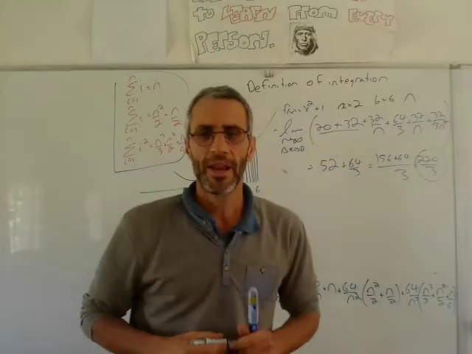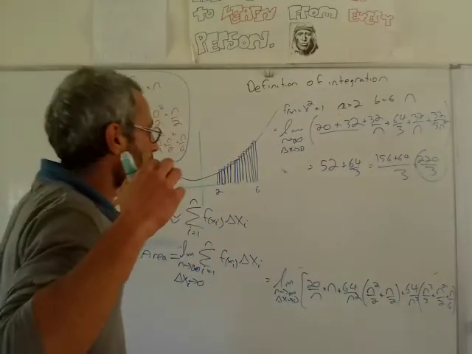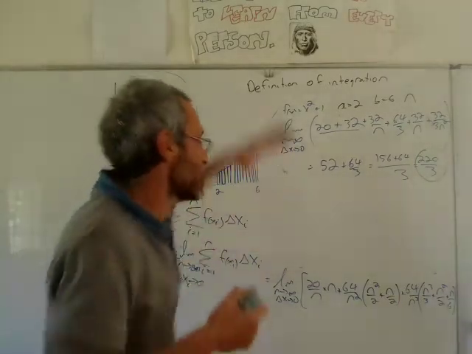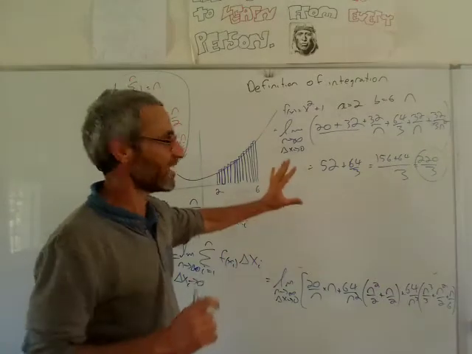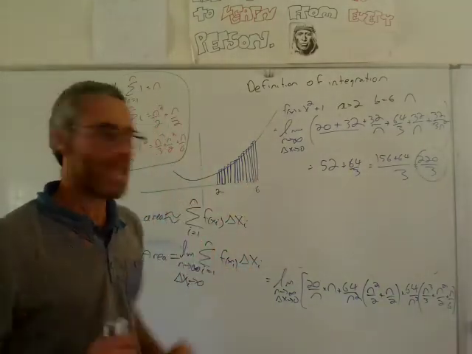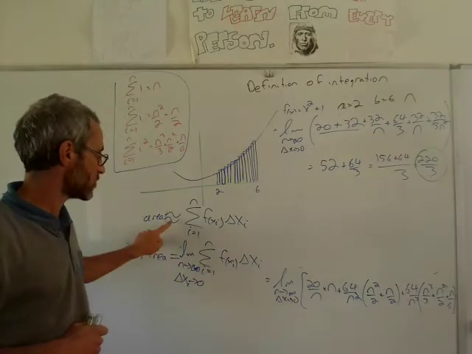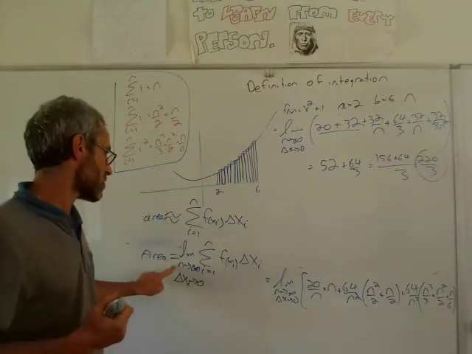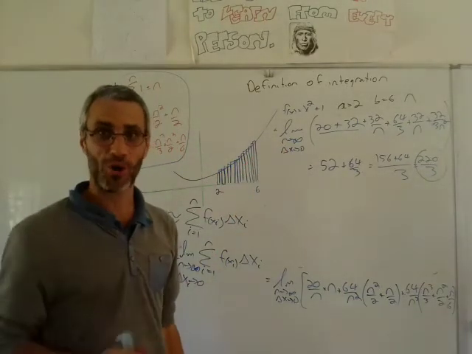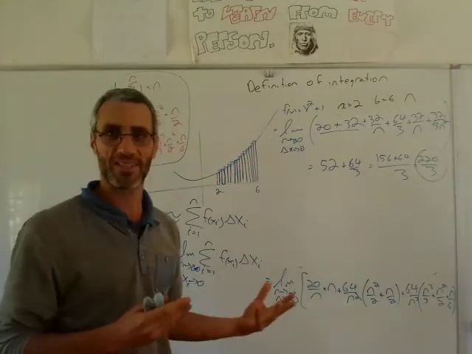Now, big deal. Well, the big deal is this is the exact area, if I didn't make a mistake. It's an equal, not a squiggly equal, it's a straight equal. Because remember, we made n approach infinity, we used infinite blocks, and we actually got a number, amazing.